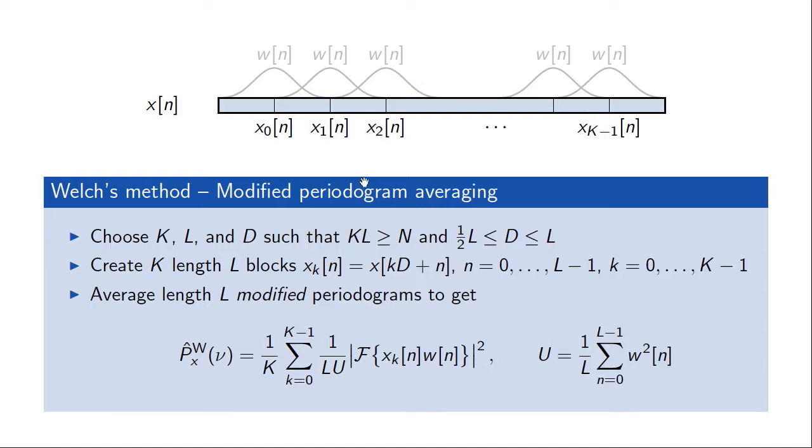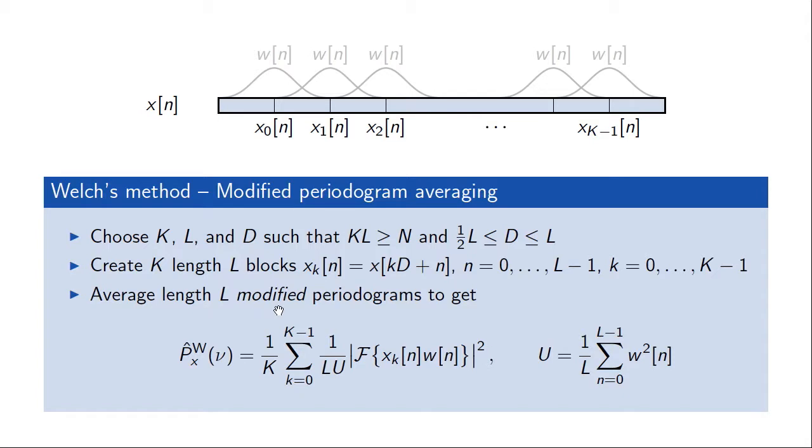So in Welch method, we would choose 3 parameters instead of 2. So you would choose k, the number of blocks, you would choose L, the length of each block, and you would choose a factor d, which models the overlap between blocks. So k times L, so the number of blocks times the block length, would in this case be equal to or strictly greater than the number of samples, and this d parameter, which would explain the shift of each block, would be somewhere between the full length of a block and half the length of a block, allowing for at most 50% overlap.